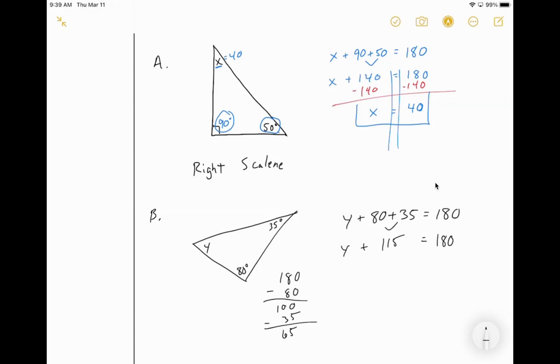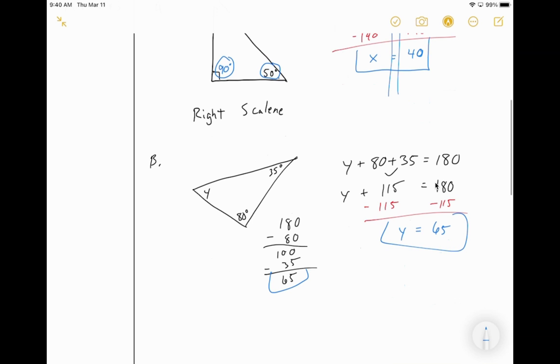That's fine. Or you can do it with the equation. You can say, well, I'm gonna minus 115 here, and I'm gonna get y is equal to 65. Either way, same thing. Okay. All right, good. Y is equal to 65.